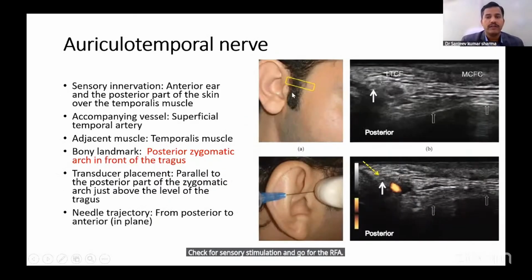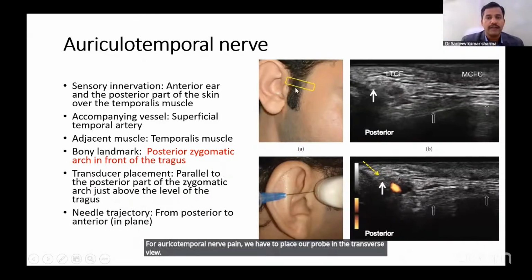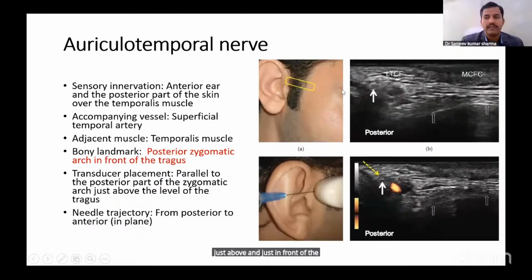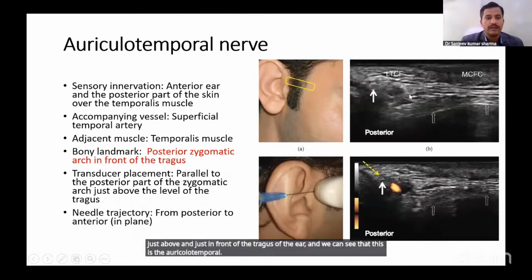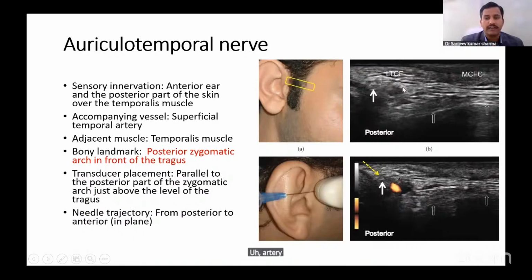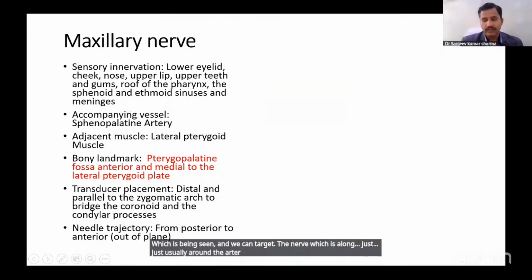For auriculotemporal nerve pain, we place our probe in the transverse view just above and just in front of the tragus of the ear. We can see that this is the auriculotemporal artery, the superficial temporal artery is over here, and this is the auriculotemporal nerve. This is the vascular pattern which is being seen, and we can target the nerve which is usually around the artery.